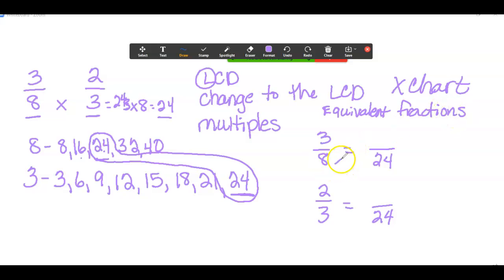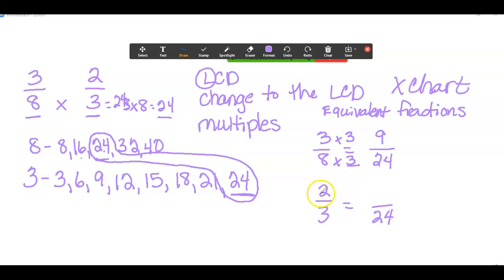So I'm going to ask myself, 8 times what is 24? Well, 1, 2, 3. 8 times 3 is 24. And remember, what I do to the bottom, I do to the top. So since I multiplied times 3, I'm going to multiply times 3 up here. So 3 times 3 is 9. So that means that 3/8 is equivalent to 9/24.